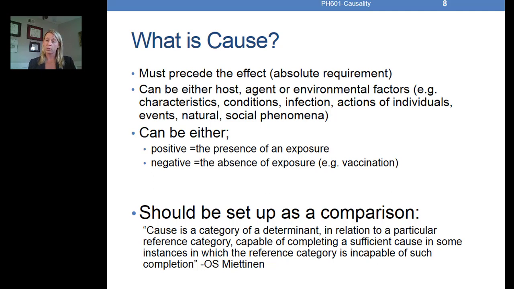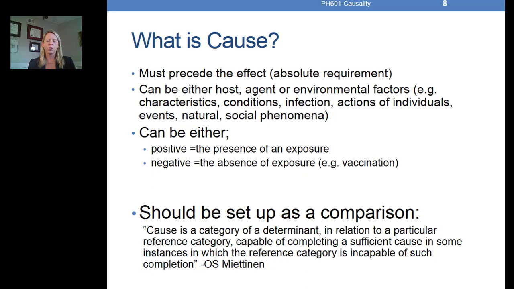And it's also important to keep in mind that the cause can be either a positive one, such as the presence of a particular exposure, or it could also be a negative one, so the absence of that exposure. And then according to O.S.